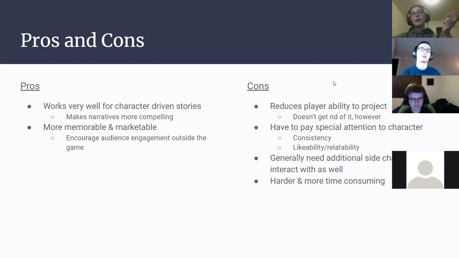Now, the cons, because of course there are cons, is that it does reduce player ability to project, but as I said, it will still happen, just to a lesser extent. It's a much more involved process, especially from the writing standpoint. You have to make the character consistent. If they're going through an arc, you have to still make that arc consistent. You have to try to make them likable and relatable, because as I said, people are going to be spending a lot of time with these characters, and you don't want them to be forced to play through the game from the perspective of a person that they hate.